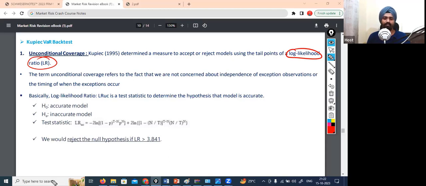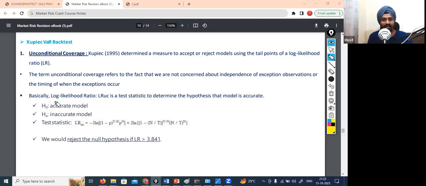And this log likelihood ratio test statistic looks like this. Now, do we have to remember this? Not at all. For the exam, do not get into it. The calculations are not important. Understand what we are doing. It's a method so that we can improve upon our type 1 and type 2 errors and increase the power of the test.